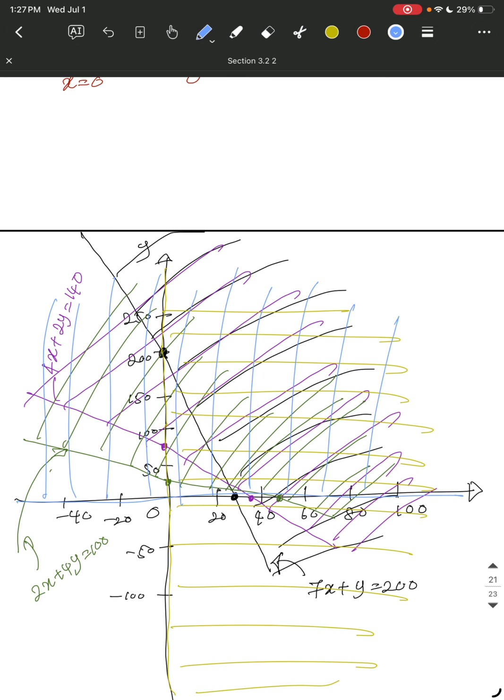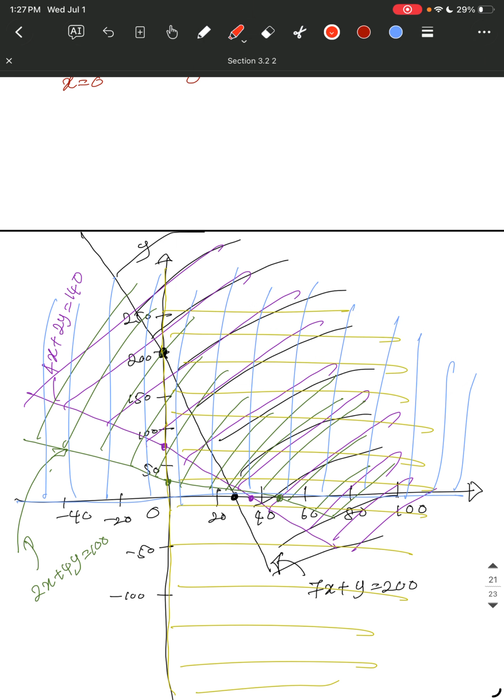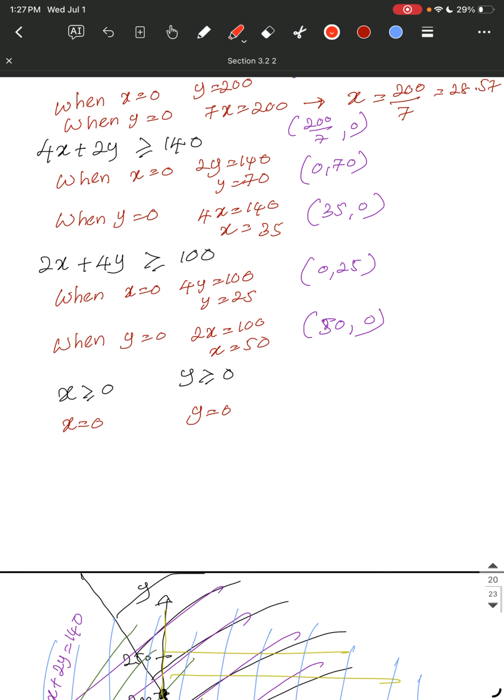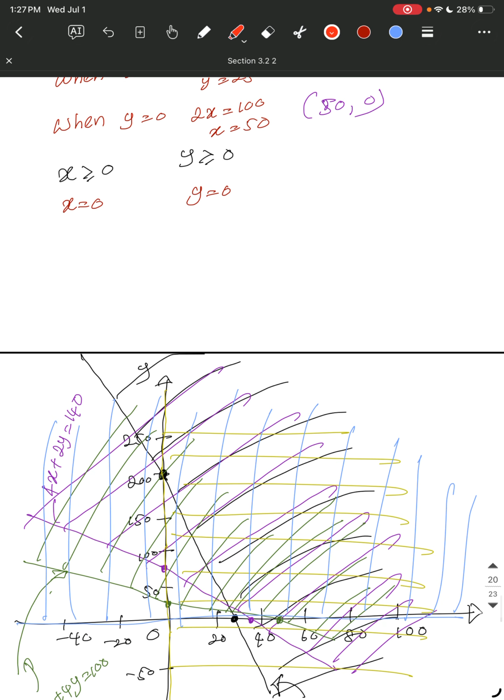Okay, it's hard to find the feasible region, but we wanted to find it out. So let's find the feasible region. The feasible region would be the overlapping region which satisfies all 5 inequalities. So above this, definitely above this, this. So, okay, it's hard to find then.